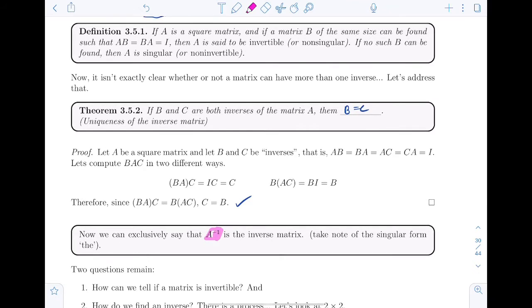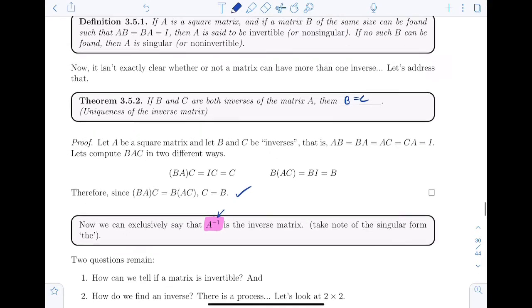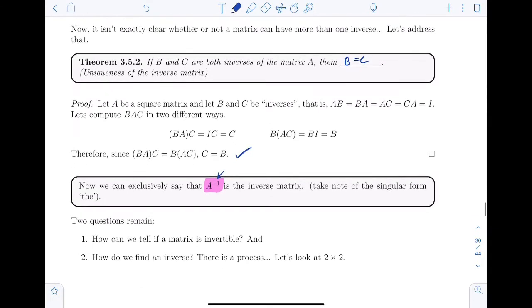Note that same notation that we used in the real numbers of 3 to the negative 1, and the same thing with the inverse function. Again, we're not meaning to the negative 1 power here. This is a specific notation that means the inverse. And once we understand what the inverse is, we still have some questions remaining: how can you tell if it's got an inverse, and then how do you find the inverse?